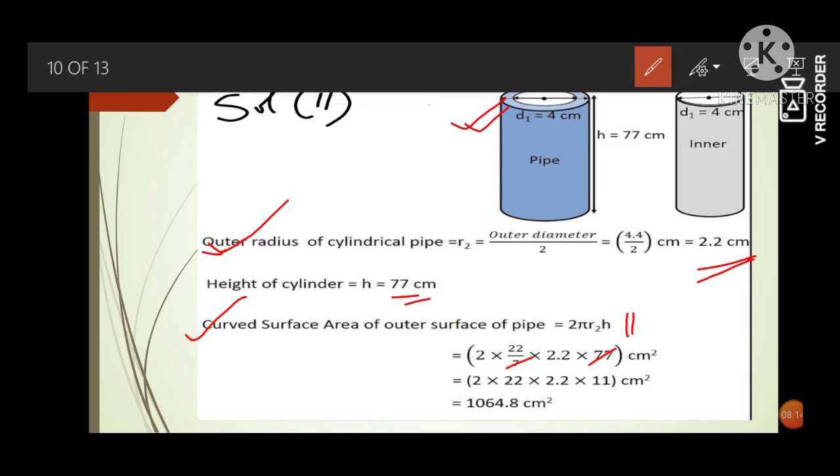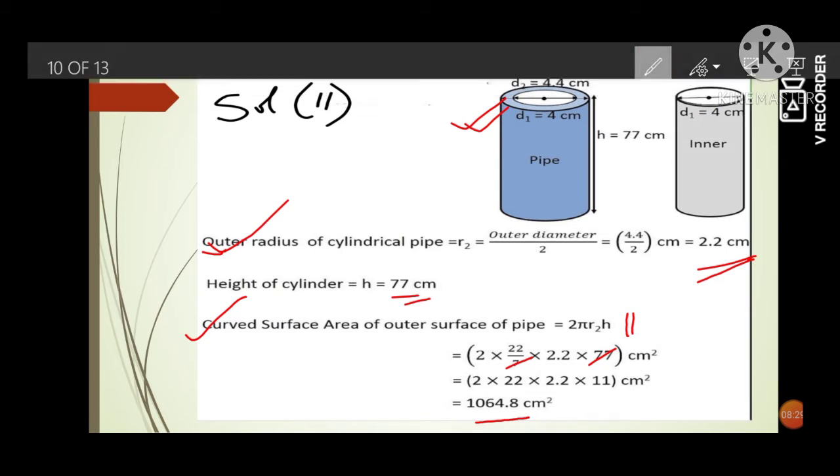And multiplying all the four numbers, we will get 1064.8 centimeters square. This is the curved surface area, or rather the outer curved surface area of the pipe.